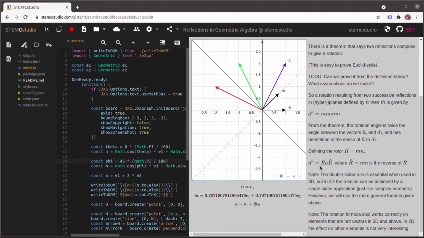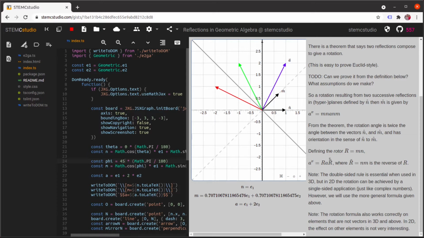But this double-sided rule of having r on the left and then r tilde, the reverse of r, on the right, is what you need in 3D to make the rotations come out correctly, or what you need generally in any algebra to make rotations come out correctly. In 2D, you actually don't need it. Just as in complex numbers, you can perform a rotation by just multiplying from one side. However, we're going to use this more general formula because it really is the correct formula for rotations.